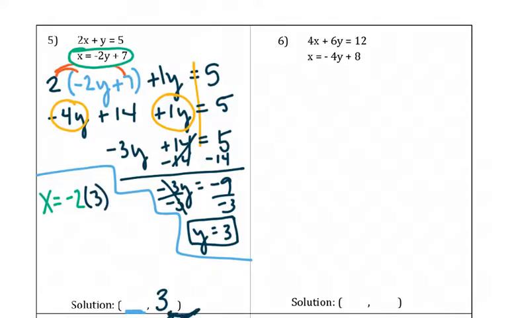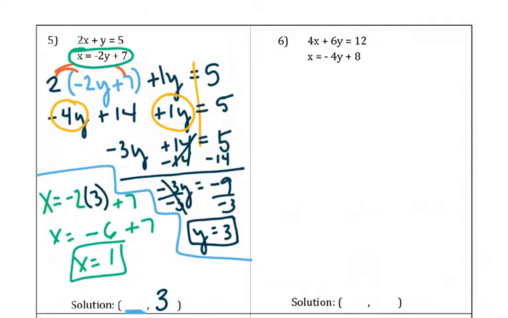That's not a good arrow. My ugly little arrow. Okay, so negative 2 times y. So negative 2, y is 3, plus 7. So x is negative 2 times 3, which is negative 6, plus 7. Negative 6 plus 7 is positive 1. So my x spot is a 1.